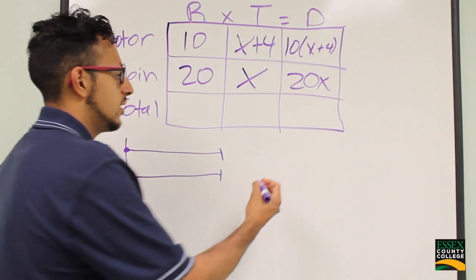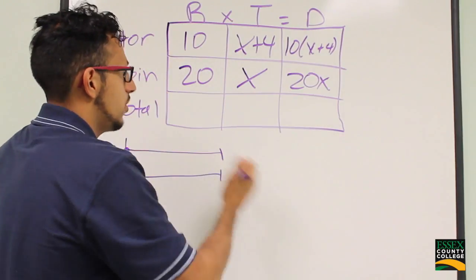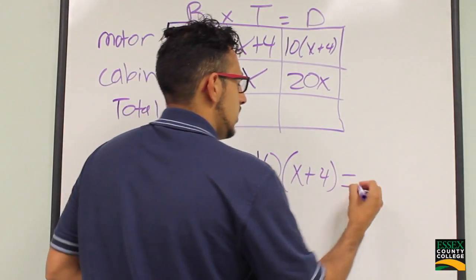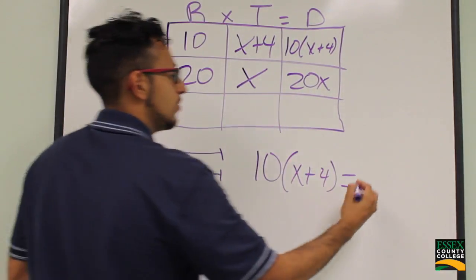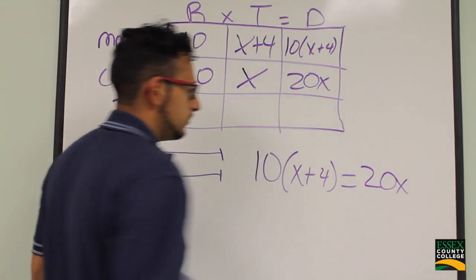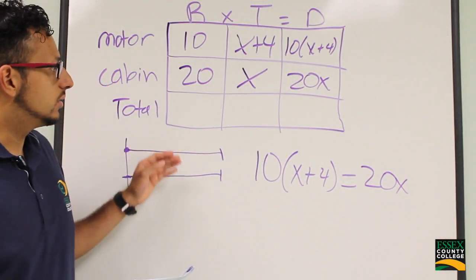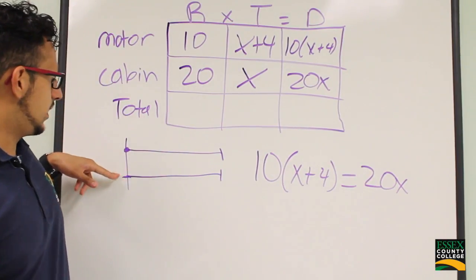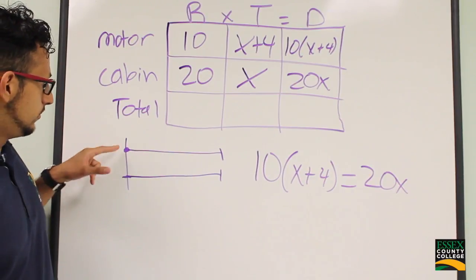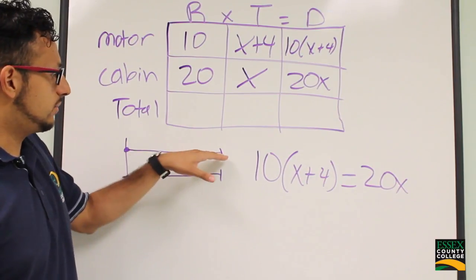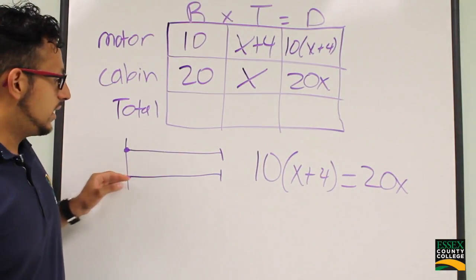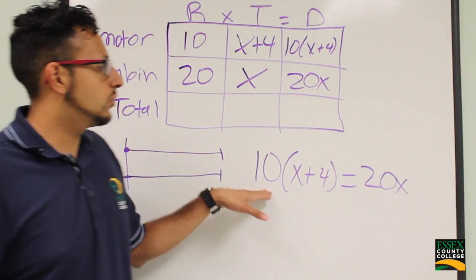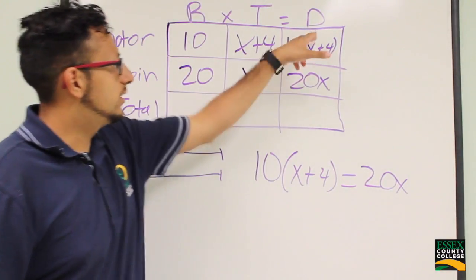So for this problem, the equation is just going to be the distance of the motorboat, so 10 times X plus 4, equal to the distance of the cabin cruiser. Because that's what they're asking for, how long until he is alongside the motorboat. Like I said in the drawing, the motorboat leaves first, travels some distance, the cabin cruiser leaves later, and he's going to catch up to the motorboat. The distances are the same. So that's why we set the distances equal to each other.